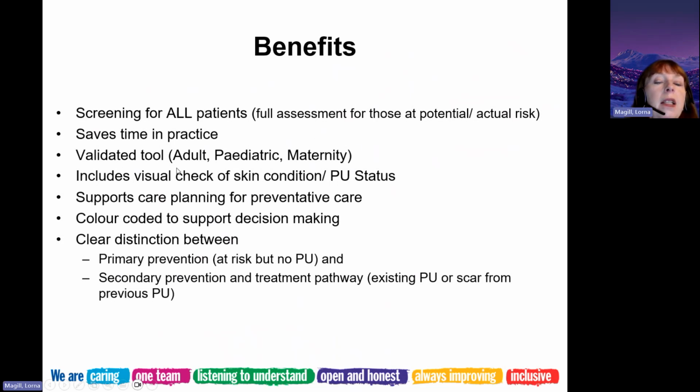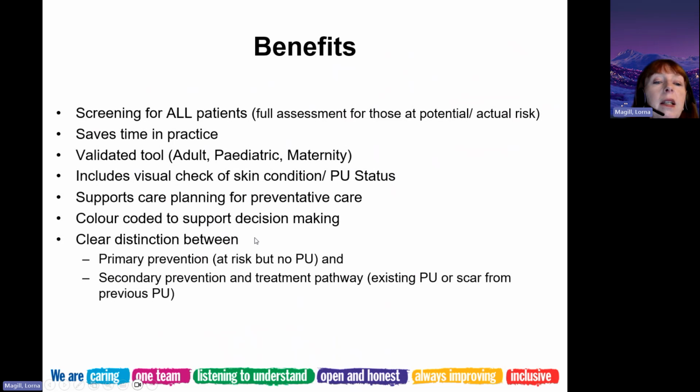Purpose T has been validated in adults, paediatrics and maternity, so can be used across these populations. It includes a visual check of the skin: what is their pressure ulcer status at this moment in time? It supports care planning for preventative care, and it's nicely colour-coded, which helps us in our decision-making process.